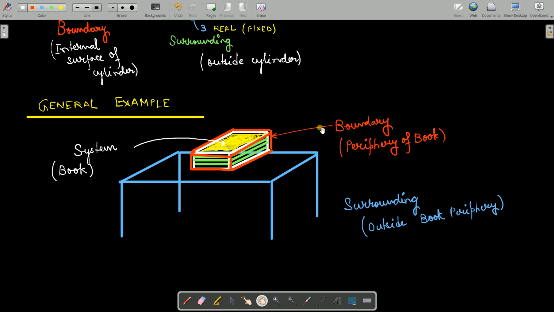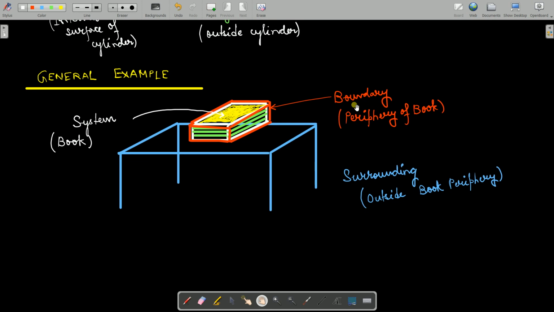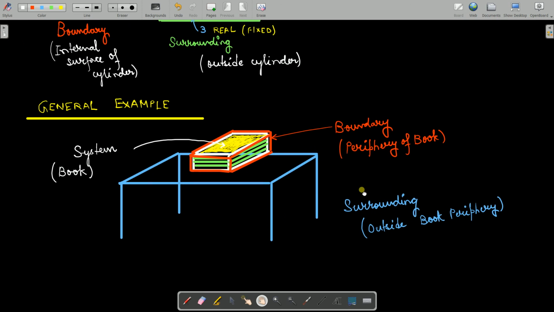Now what will be my boundary? The boundary will be this red colored region, which is nothing but the periphery of the book. Now anything apart from the system will be considered your surrounding, which is nothing but the region outside the periphery of the book. Everything outside it will be considered your surrounding. Now if you club the surrounding, system, and boundary, that will be considered the universe.